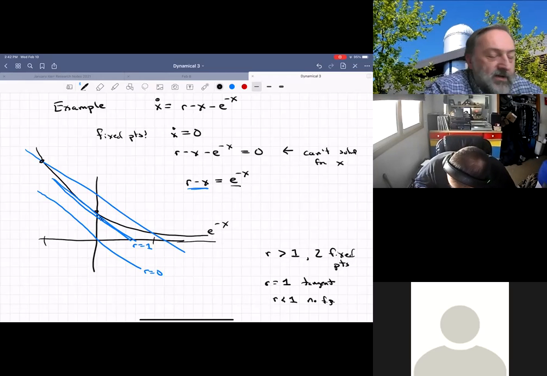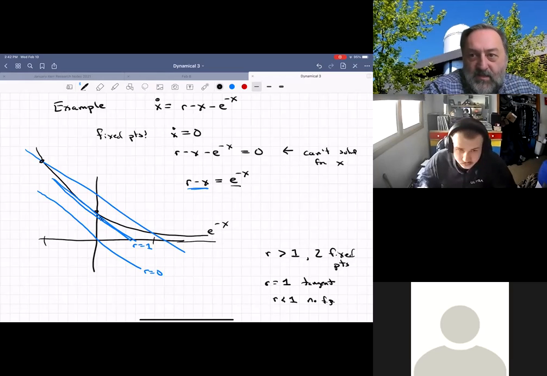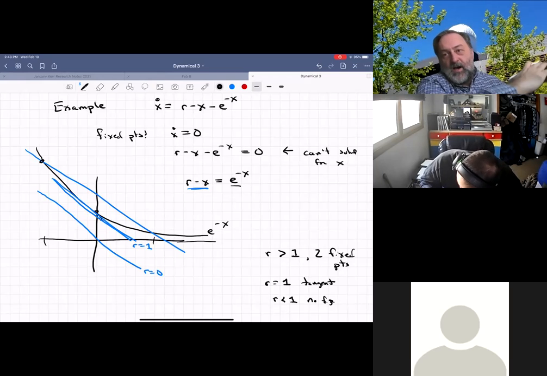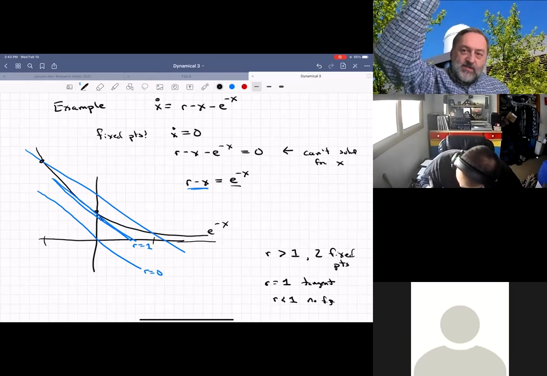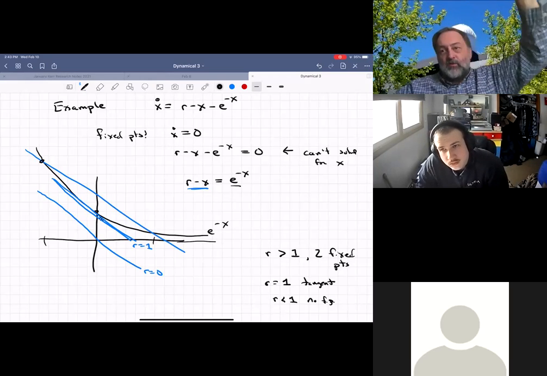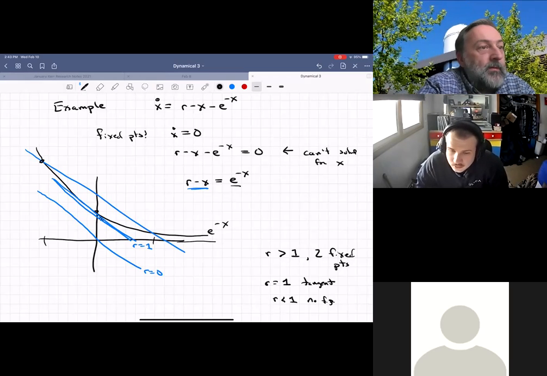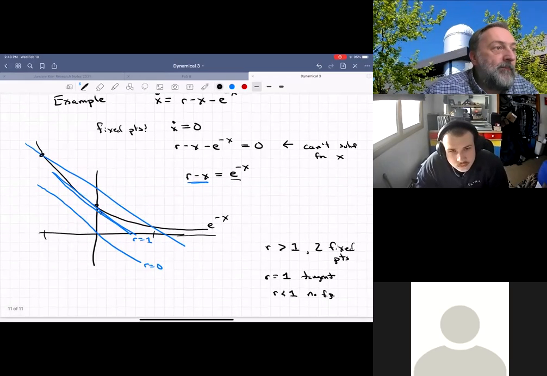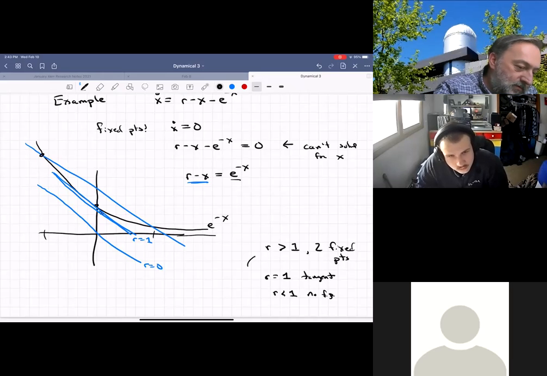So that means that I'm running into the situation where I have a saddle node bifurcation. So this system, x dot is r minus x minus e to the minus x, has a saddle node bifurcation when r is equal to 1. Because when r is equal to 1, this line moves up and hits in tangency the curve e to the minus x. And as I keep moving it up, I've got 2 fixed points because I have 2 intersections. So this is some version of a saddle node bifurcation.